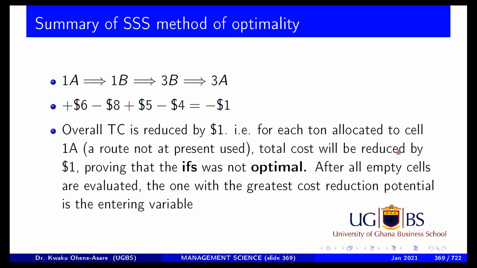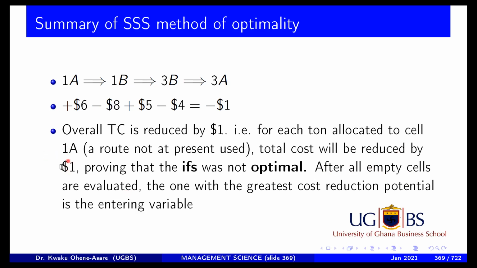Okay. Now, you have to do that. We started with cell 1A, but you have to do that by starting also with all the other empty cells and going around the whole approach again and balancing. Okay, now I have done that, but you can do that later. But the key point is that after all the empty cells are evaluated one by one, where you give it +1 and then see how the corners are compensated, the one with the greatest cost reduction potential is the entering variable, is the one that becomes the useful one. That's right, the one with the greatest cost reduction.